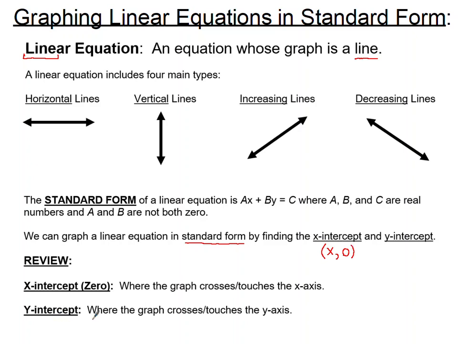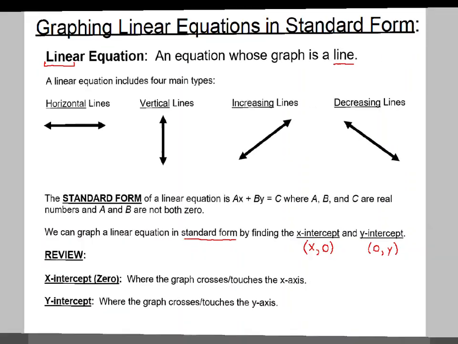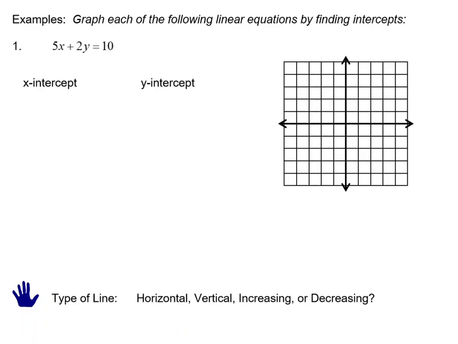The y-intercept is where the graph crosses or touches the y-axis. And for the ordered pair for the y-intercept, the x-coordinate will be 0, and then we will have some number for the y. So those are our ordered pairs that we're going to be looking for today. And if we can find the x-intercept and the y-intercept, then we can connect those two, and we have the graph of our line.